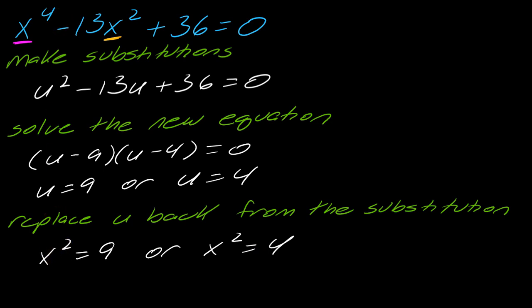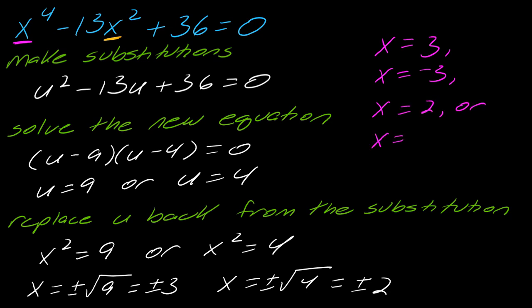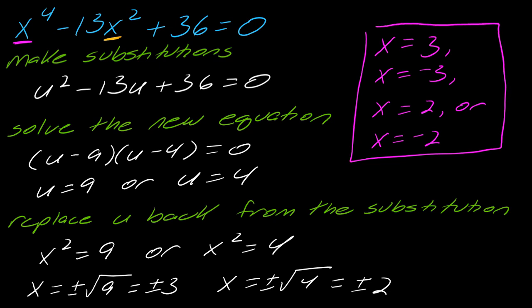So I can take the square root of each side. So I get x equals plus or minus the square root of 9. So x is plus or minus 3. And then x is also plus or minus the square root of 4, which means it's plus or minus 2. So in total, I get 4 solutions, so I'll just write them up here in pink. My x is 3, negative 3, put little commas here, 2, or negative 2. There are all of my solutions.